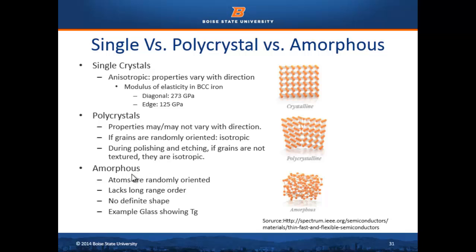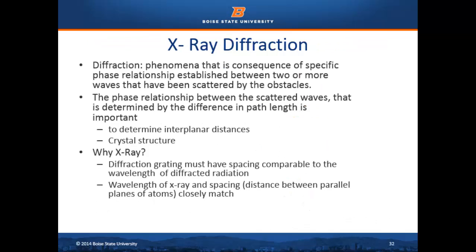In amorphous solids, atoms are randomly oriented. Remember the first slide of silicon dioxide, where the atoms were randomly oriented. Amorphous solids have no definite crystal shape. Glasses showing a glass transition temperature are amorphous.